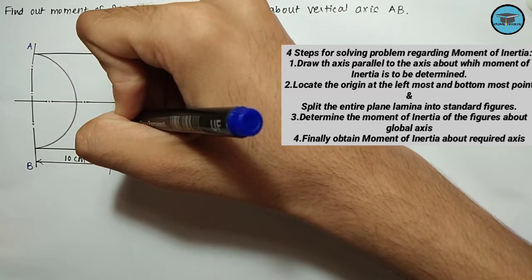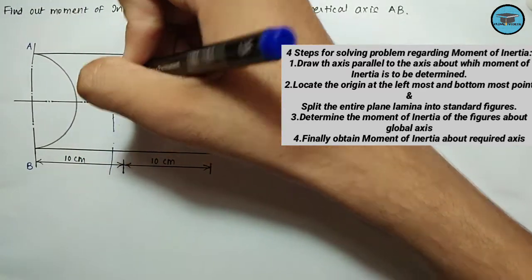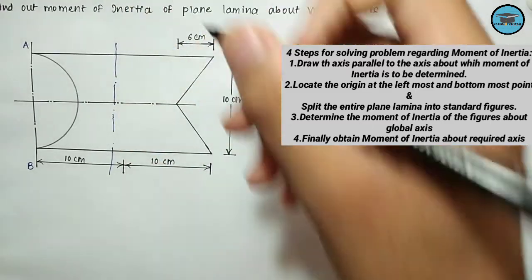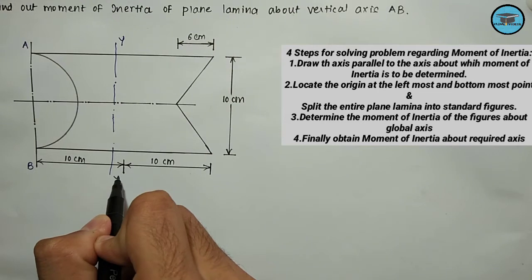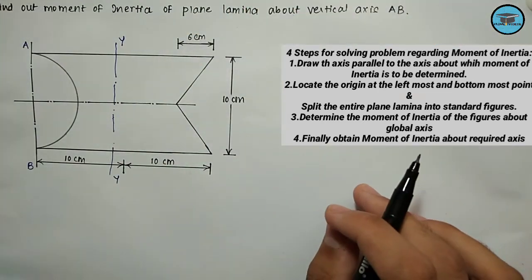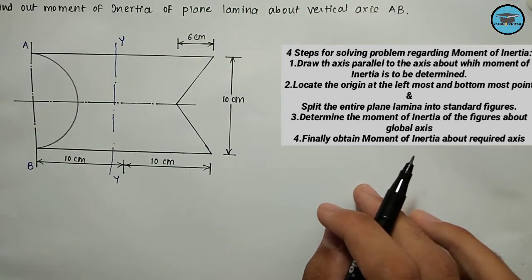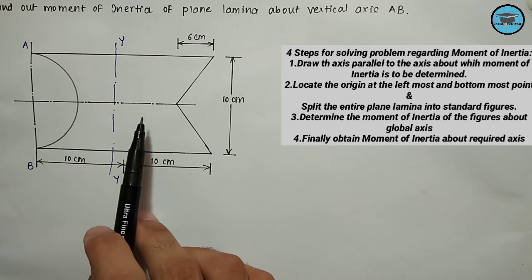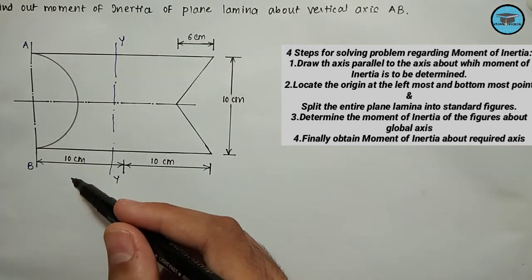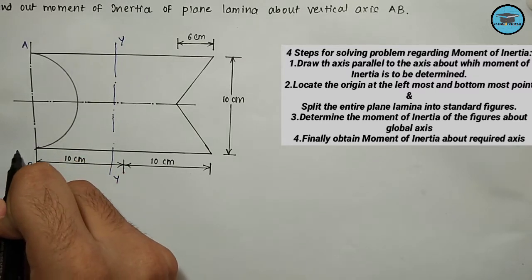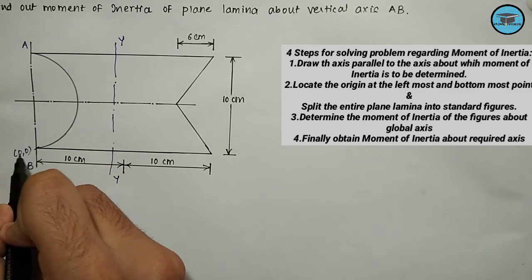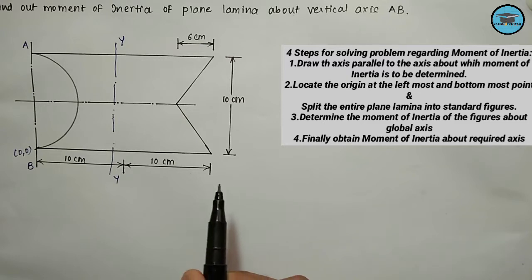So this is the axis which is passing through the centroid of this lamina, and let us name it as YY. Okay, now the next step is to determine the origin which will be lying at the leftmost and the bottommost point of this figure. So here it will be lying at somewhat this point. So let us consider this point as origin, that is having the coordinate as 0 0.